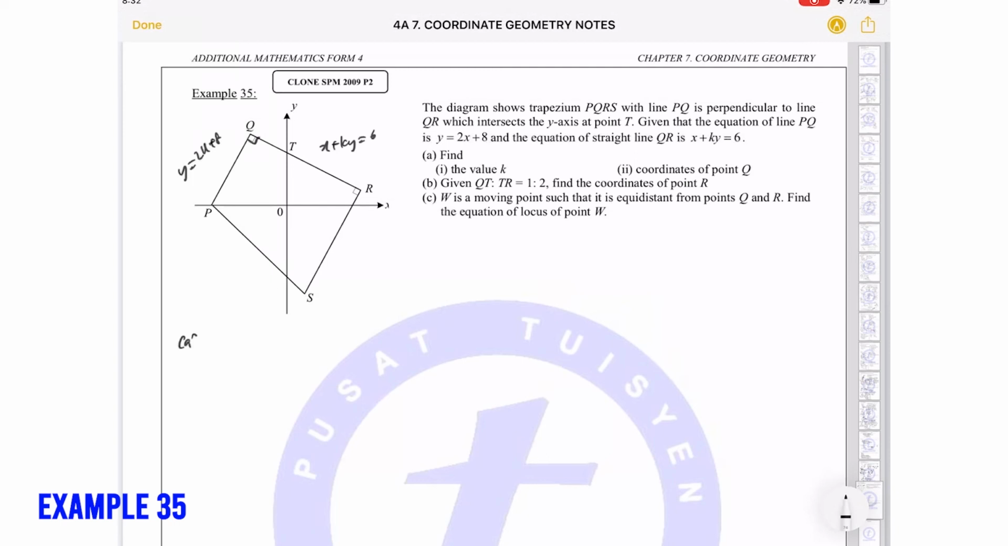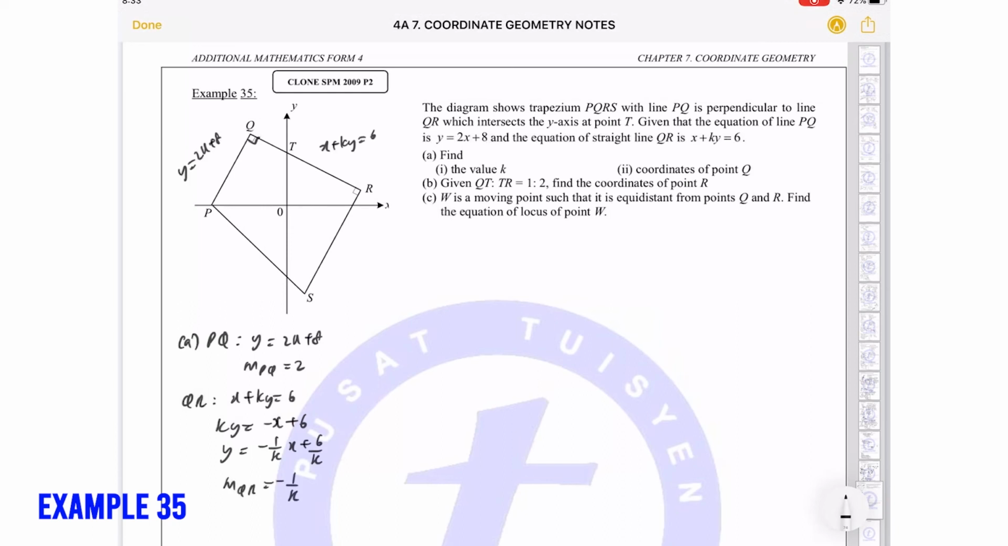Now, if two lines are perpendicular, the gradients multiplied together must be -1. So maybe I start with PQ. y equals 2x plus 8. What is your gradient? Answer is 2. How about QR? You have x plus ky equals 6. Maybe I make y the subject: ky equals -x plus 6, y is -1 over k x plus 6 over k. So my gradient of QR is -1 over k.